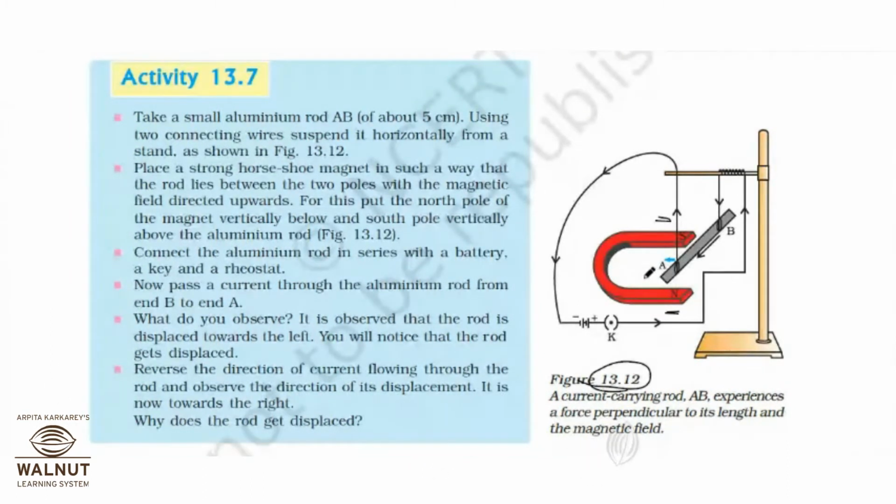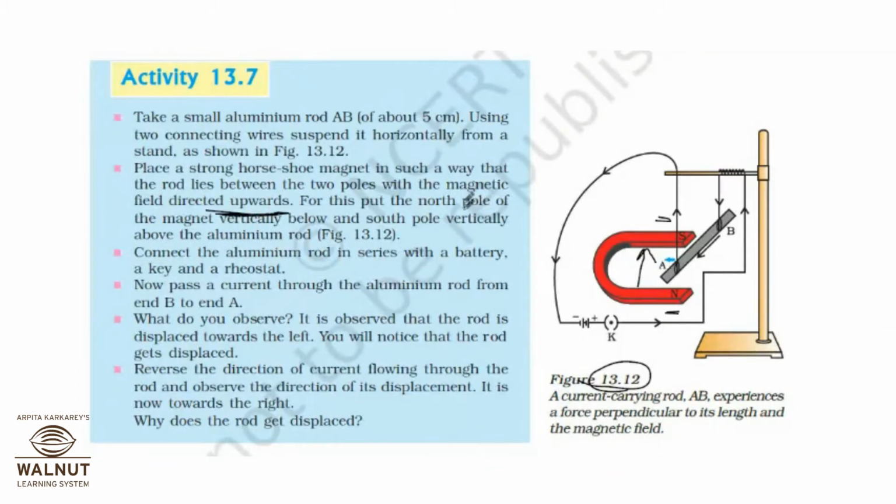What is the direction of the magnetic field? How do the magnetic field lines flow outside the magnet? It is from north to south. So this is your north, this is your south. So the direction will be upwards. That is why they have written upward over here.